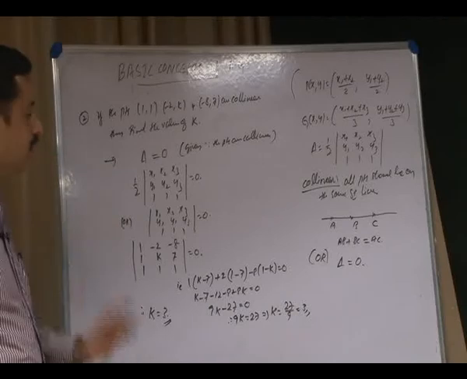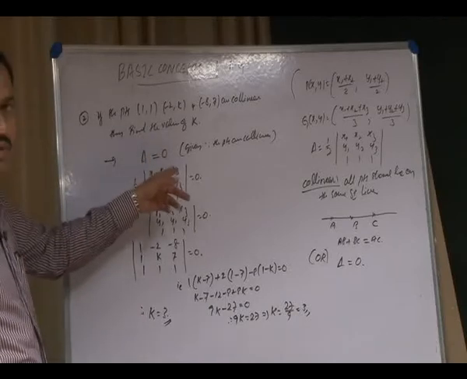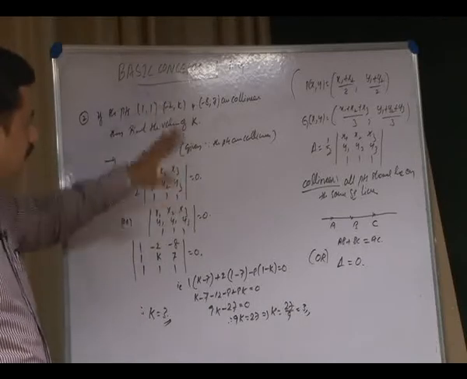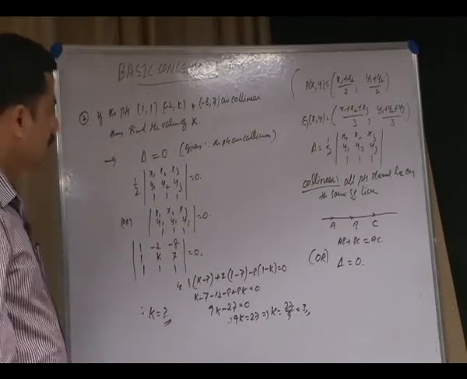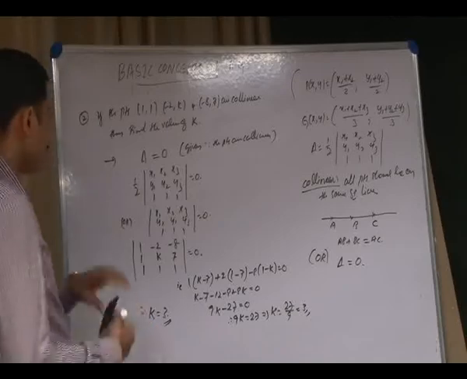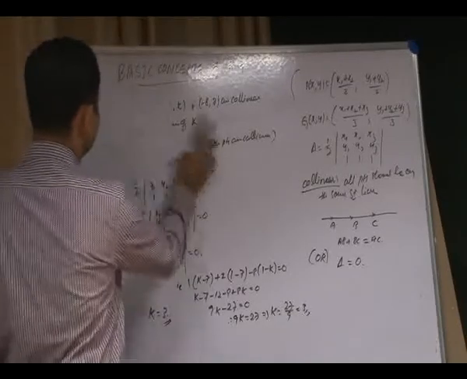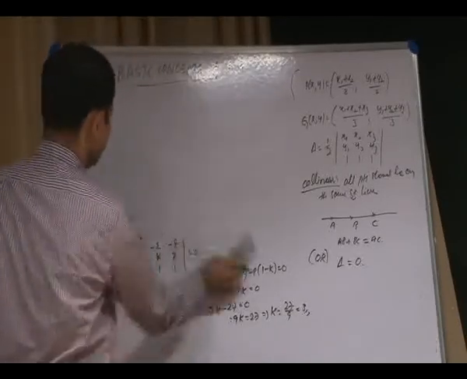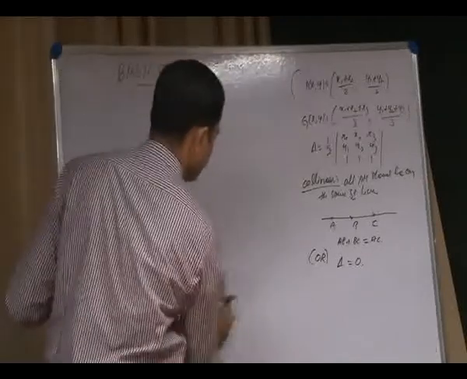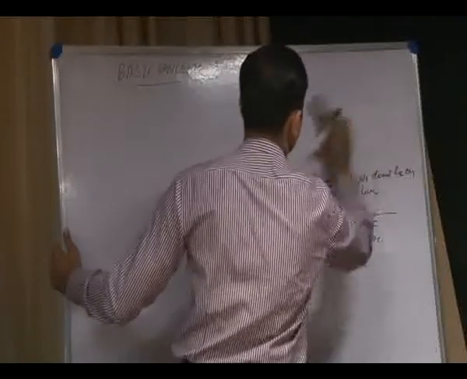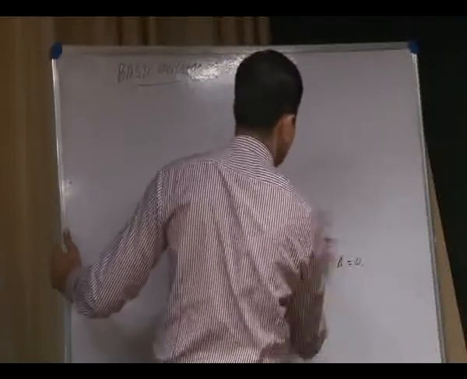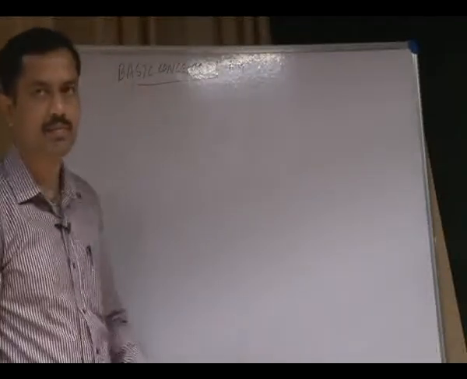So, when the points are collinear, consider the area of a triangle equal to 0, substitute the coordinates and simplify, and the constant k value comes. Okay, so that is about problems on the midpoint formula, centroid of a triangle and area of a triangle.